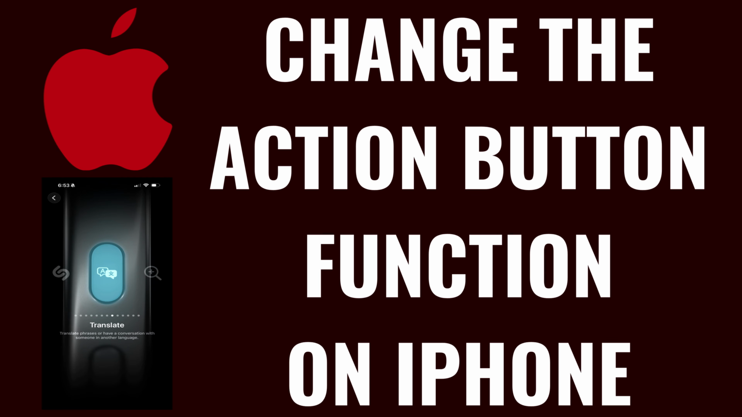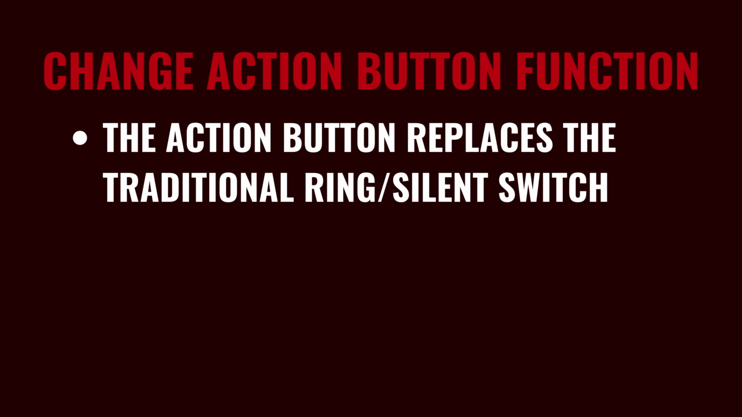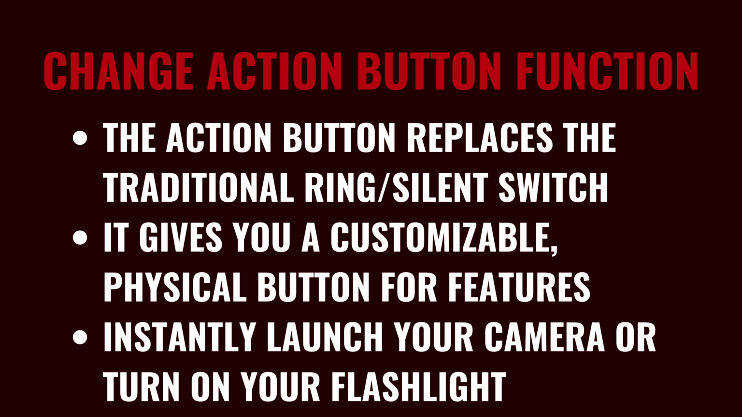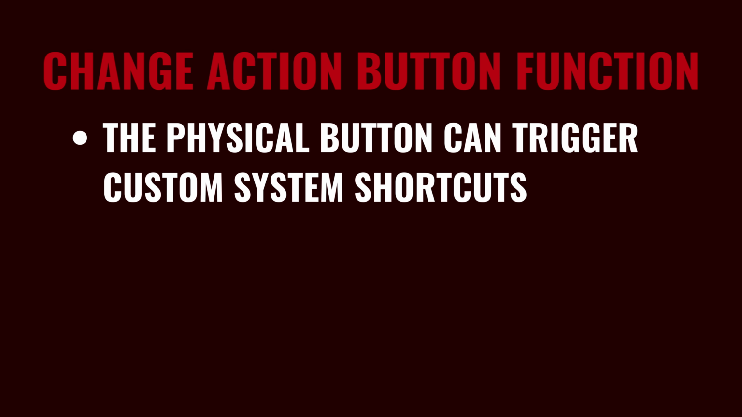I'm Max Dalton, and in this video, I'll show you how to change the Action button function on your iPhone. The Action button replaces the traditional ring silent switch, giving you a physical button you can customize to instantly open your favorite features. Whether you want it to launch your camera, turn on your flashlight, or trigger a custom shortcut, changing its function only takes a few seconds.